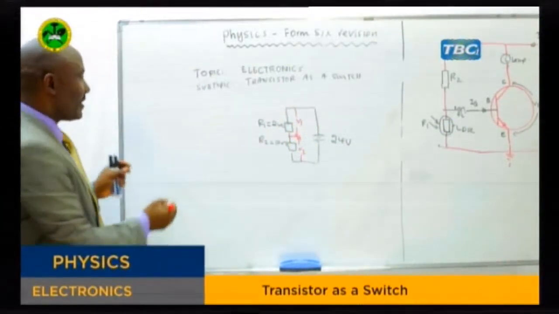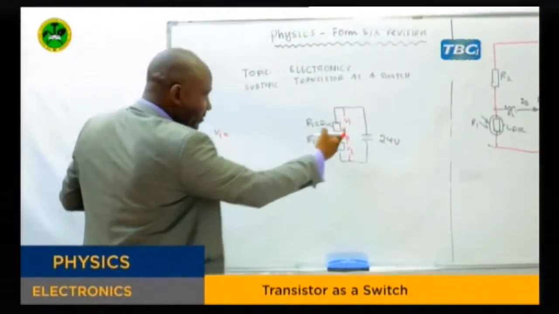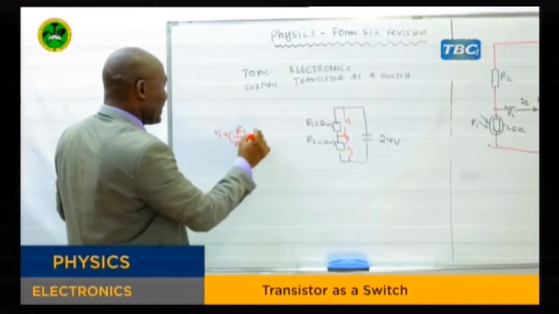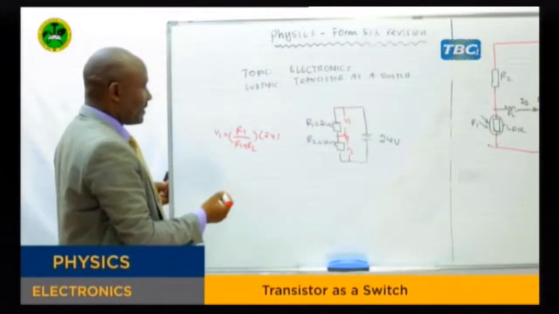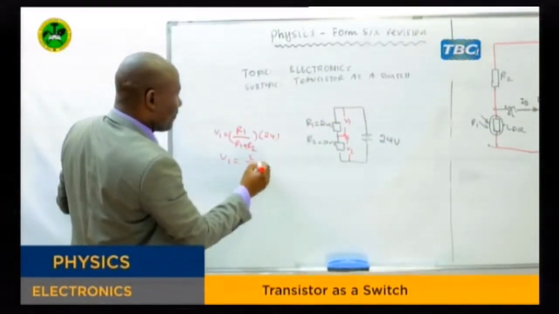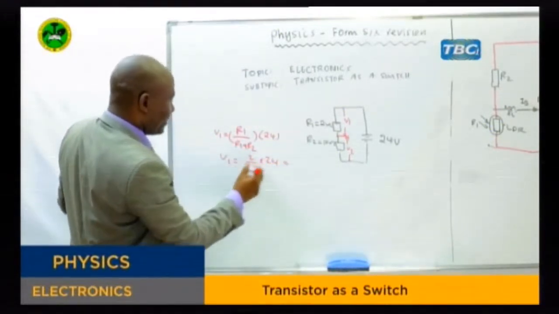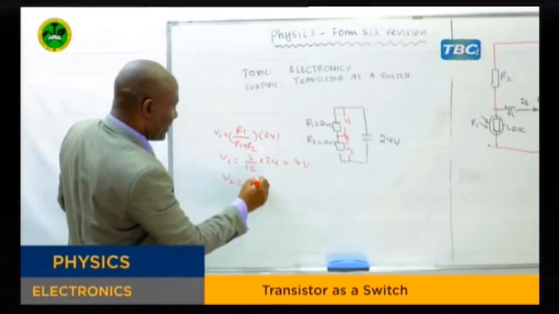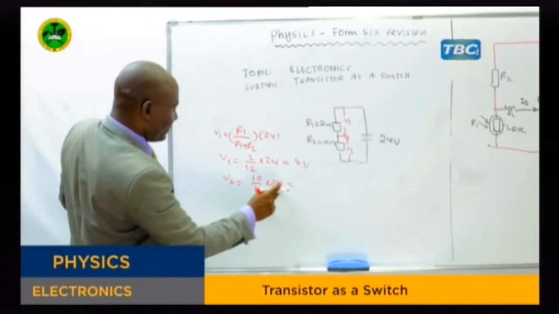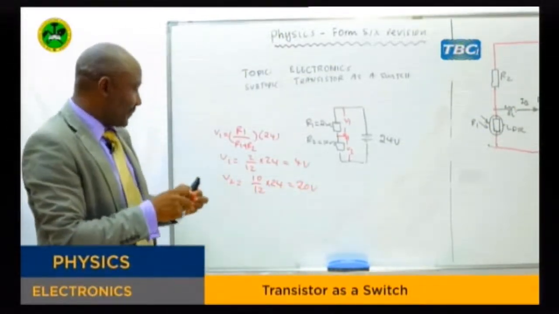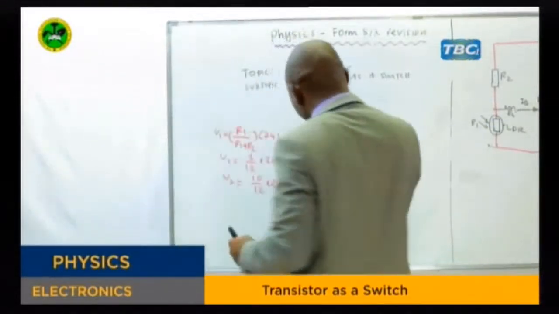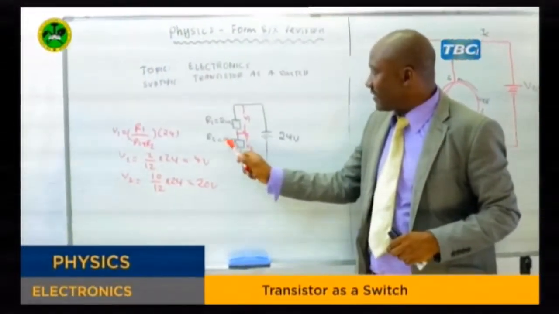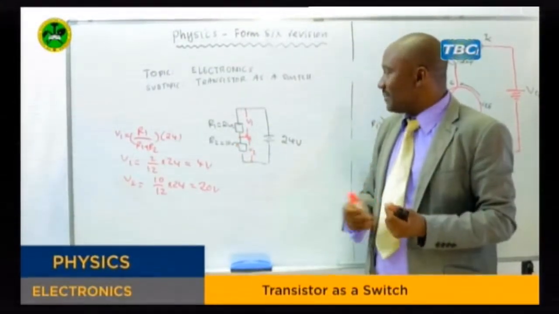From the concept of the potential divider, we know that V1 equals the resistance R1 over the total resistance, which is R1 plus R2, times the total supply voltage, which is 24. So this is 2 over 12 times 24, which is 4 volts. The remaining voltage is given by R2 over the total, which is 10 over 12 times 24. This gives 20 volts. You can see the high voltage depends on the resistance. This 20 volts has been supplied because the value of the resistance is high. So the share that we get depends on the amount of resistance we have.